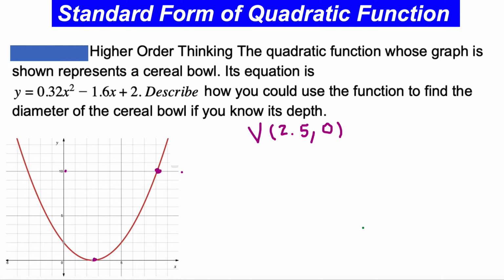Let me write with a different color. So I want to know this distance from the y coordinate to this point here, which was 8.09, and it was y is 10, the depth. If we know the depth, then we can find out the diameter.